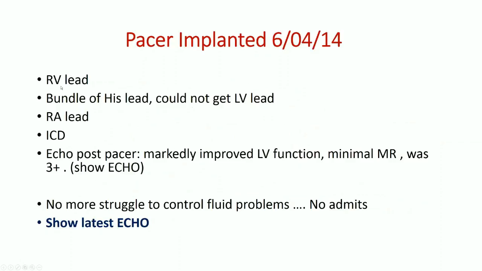She's going to have an RV lead. But that's not going to solve the problem. You're still going to have left bundle branch block if you put an RV lead in. So you've got to have an LV lead. Unfortunately, they couldn't get that in, but they did get a bundle of His lead, which is going to make physiological contractility. So that's a good thing. If you can do that, it's maybe better than the LV lead. And the LV lead is not really in the LV. It's actually a lead that goes in the coronary sinus and is threaded out into the branches of the coronary sinus, and you're trying to get it in a posterior lateral branch.